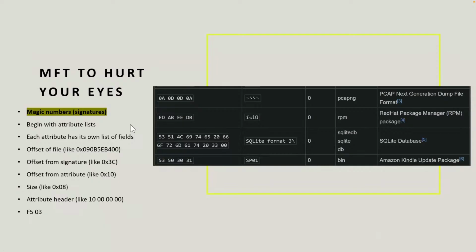What's important to you is the offset of the file, which is how far this is from the very beginning of this entire drive. Then the offset from the signature, which means how far the data, the metadata that you're looking for, is from the beginning of the file. Then you have the offset from the attributes. Since you've chunked your metadata into attributes, you also want to know how far your specific field is. Is it the fourth row in the table called attribute? Some examples would probably look like this.